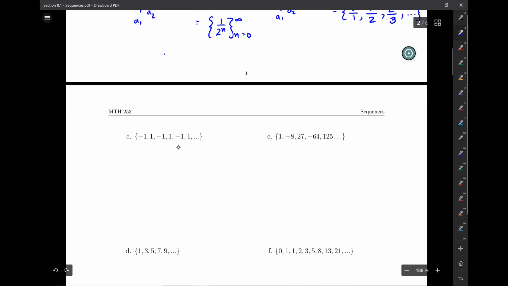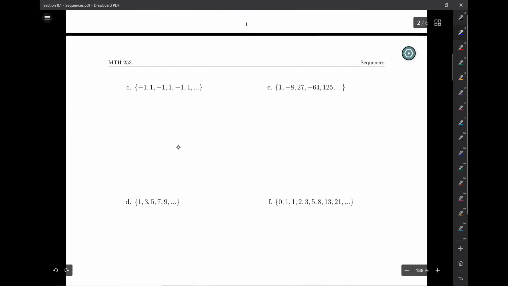Okay, let's move on to part C here. Here's our first example of what we would call an alternating sequence, where it alternates in sign. In this case, that's really all it does, it alternates between -1 and +1, -1, +1. And there are a few ways that we can write this.